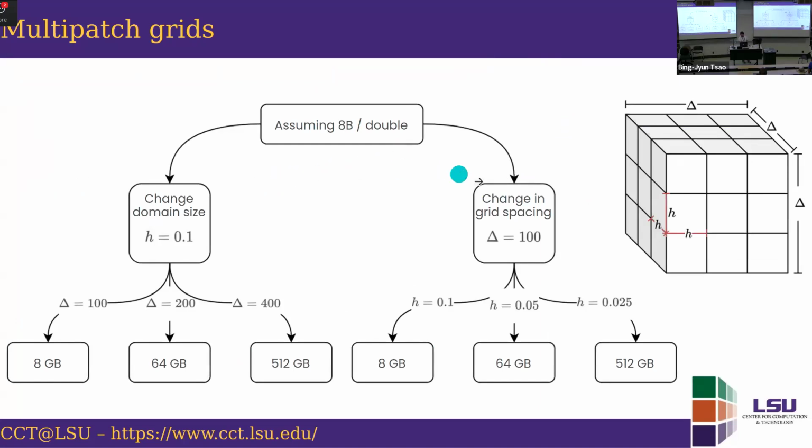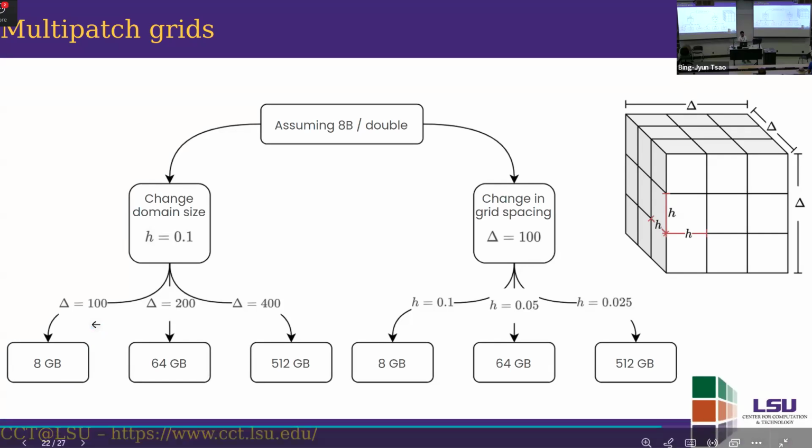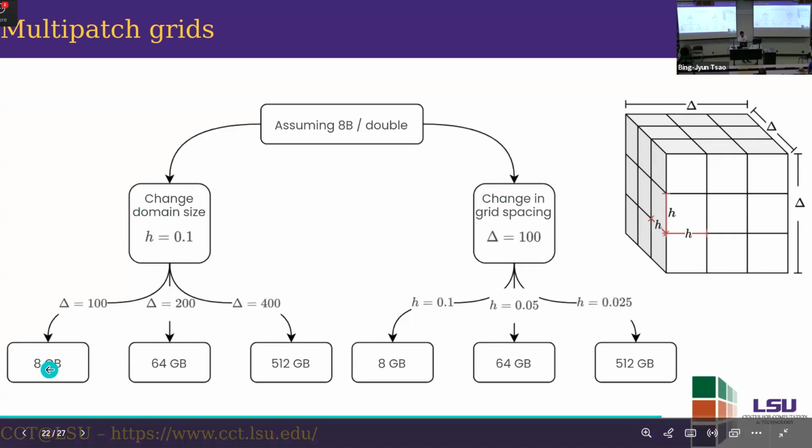Let's think about what happens if you have a cubical domain and you have a fixed grid spacing in all 3 directions, and what happens if you have just this one variable, right? And if you have a step size of 0.1 and you want to increase your domain size, right? So increasing your domain size sometimes is necessary because you want to extract your gravitational waves far away, right? So if the domain extends from -100 to 100, you get 8 gigabytes of memory that are required for this, right?